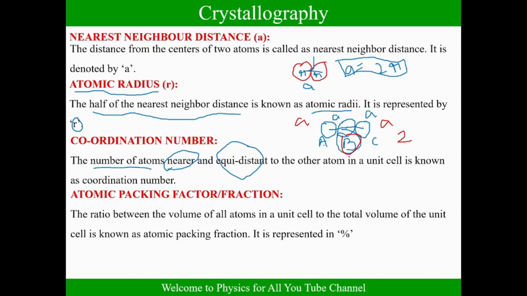Then we go to another definition, which is known as packing factor. It is also known as atomic packing factor or packing fraction; all are the same. It is the ratio between the volume of all atoms in a unit cell to the total volume of the unit cell, which is called the atomic packing fraction. Generally, this atomic packing fraction is calculated in terms of percentage.